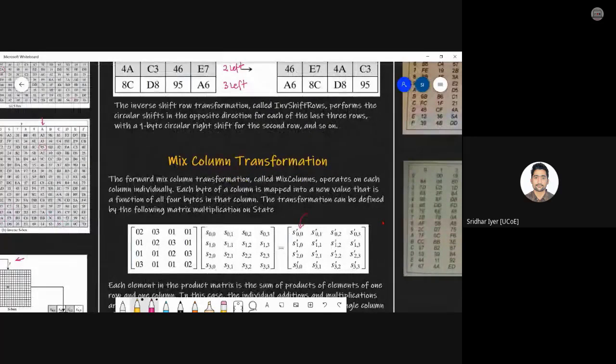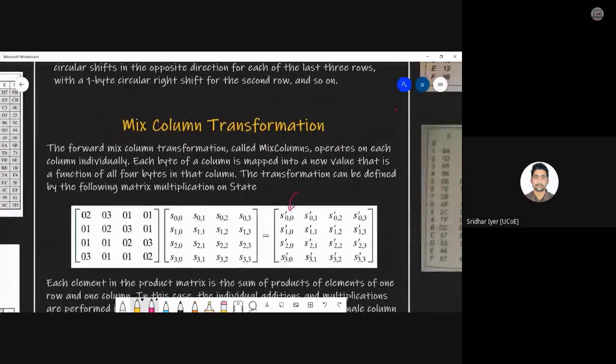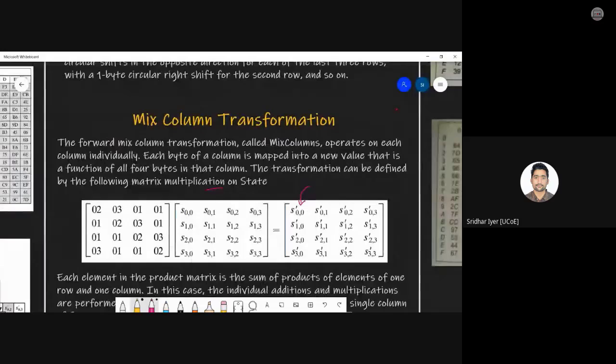See, basically what happens is mixed column is nothing but your matrix multiplication only. Over here, this is your state matrix. What is a state matrix? We have seen that initially the plain text is converted into a matrix that goes through substitute bytes, that is S bytes. We have seen. After that, we have a phase shift rows. We have seen that also.